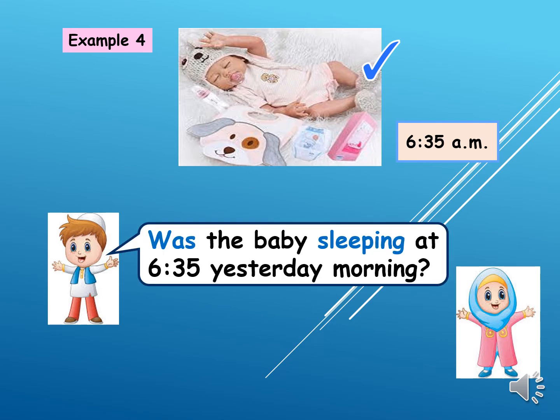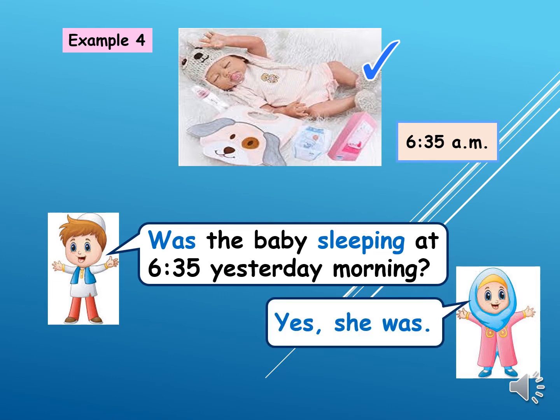Now, the boy wants to know if the baby girl was sleeping at 6:35 in the morning yesterday. So he asked the question, "Was the baby sleeping at 6:35 yesterday morning?" As you can see a tick on the photo, it means she was sleeping at that time. Let's see how the girl answered the question. Yes, she was.